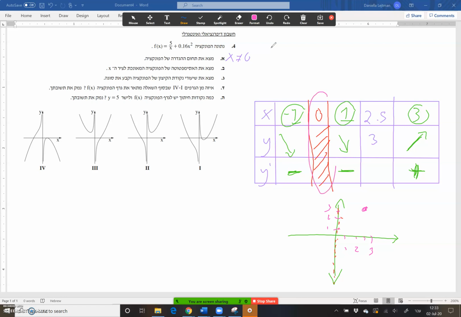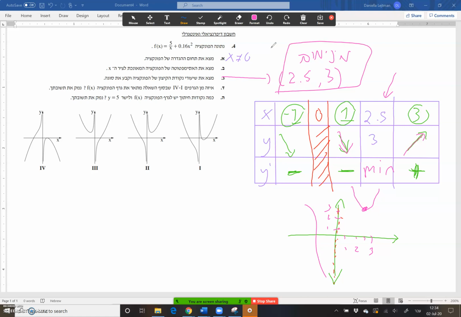I know that before 0, it's going down, so something like this, going down. And I know that 2.53 is a what, and that's what they asked us to find, going down, then going up. Okay, therefore it's going to be a minimum. So I'm going to draw as such, minimum at 2.53. This answers Gimel. Gimel asked us, what is the nekudat kitzon? 2.53, minimum. Okay, that will be your answer for Gimel.